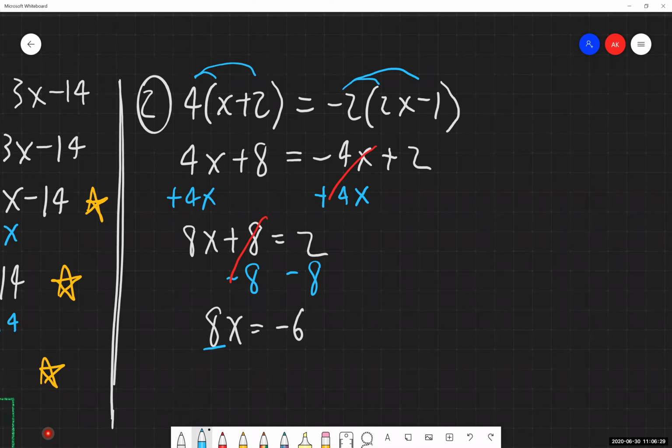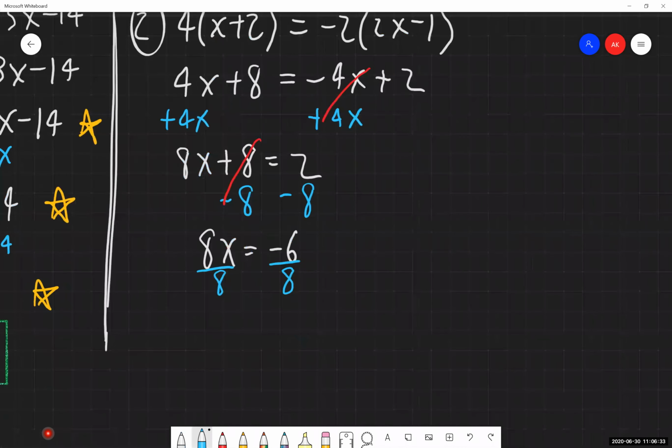And then from here, I'm dividing both sides by 8. These cancel out, and we get x is equal to negative 6 over 8.